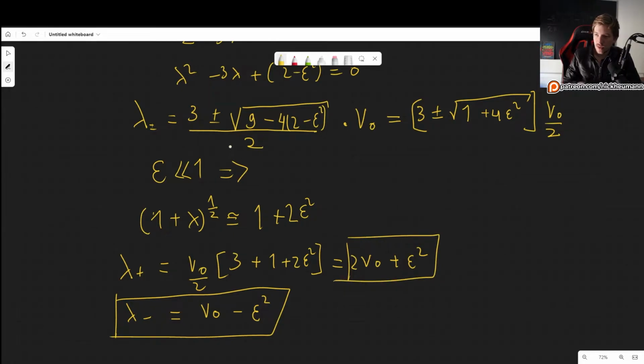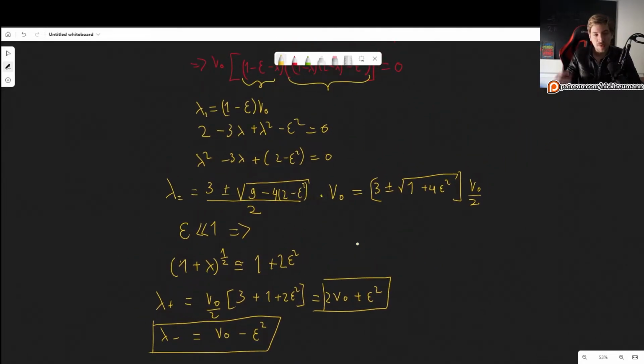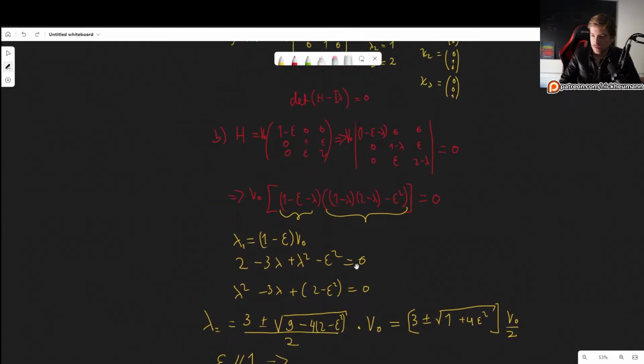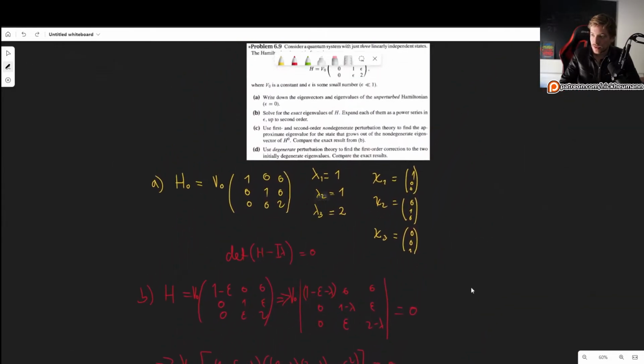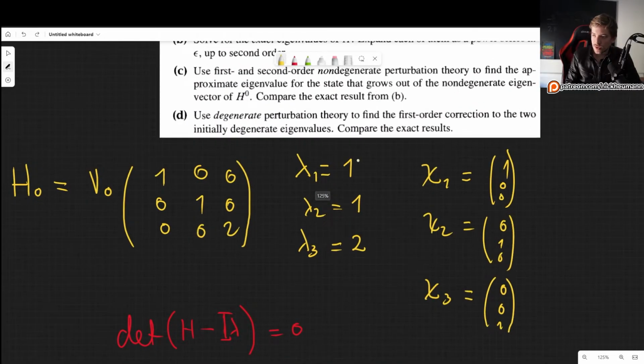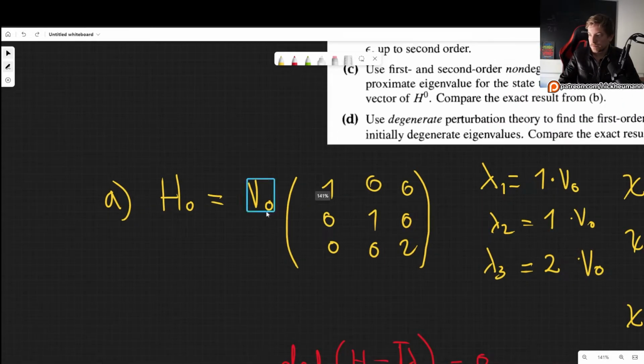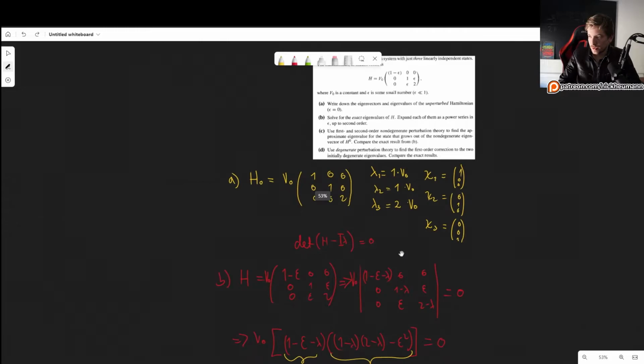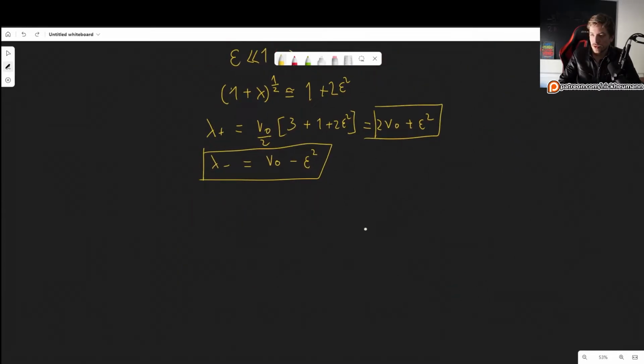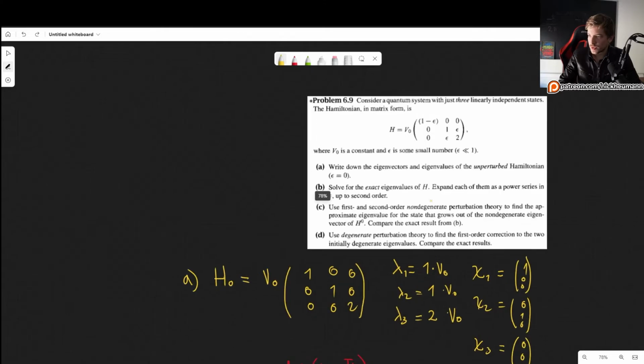And of course, note that if epsilon is 0, if we are in the unperturbed case, we immediately get back the cases v0, 2v0, and here we also get v0, which is the same that we had here. Of course, these values 1, 1, and 2 have to be multiplied by v0, because then we have this v0 right there. Okay, there we go. So we found the exact eigenvalues.